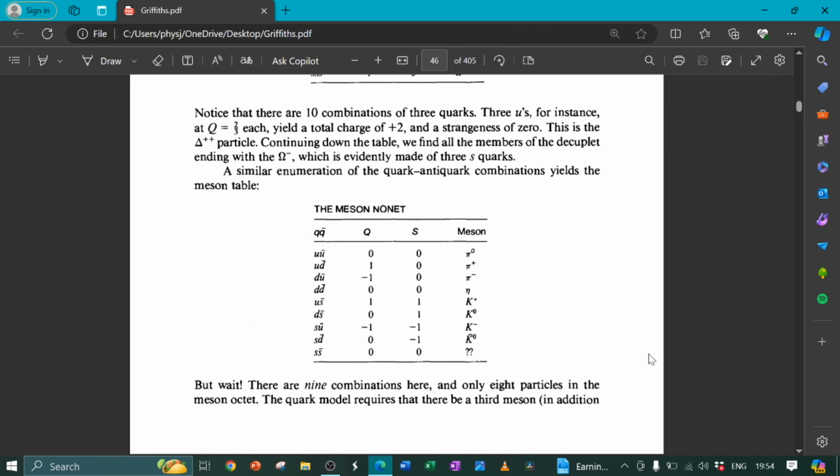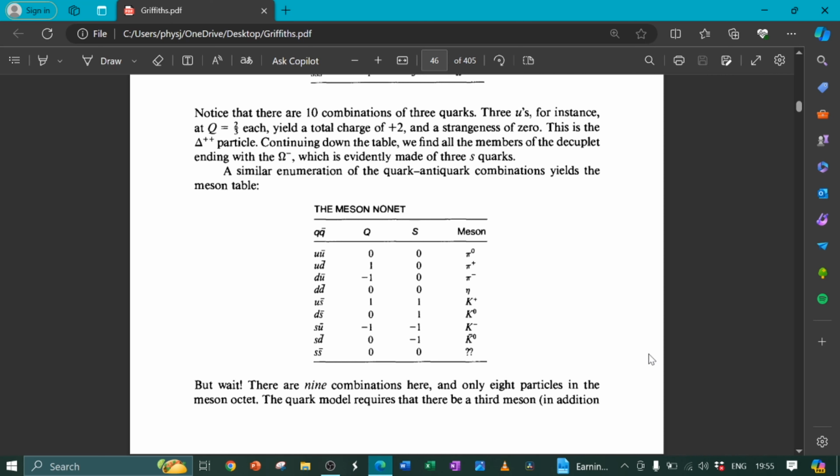A similar enumeration of the quark-antiquark combinations yields the meson table, the meson nonet. U U bar, charge 0, strangeness 0, pi 0. U D bar, charge 1, strangeness 0, pi positive. D U bar, charge -1, strangeness 0, pi minus. D D bar, charge 0, strangeness 0, eta.